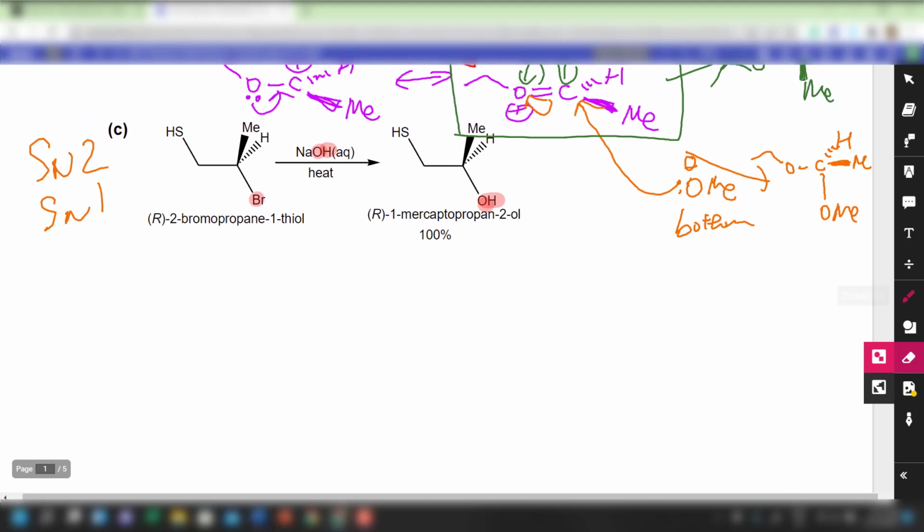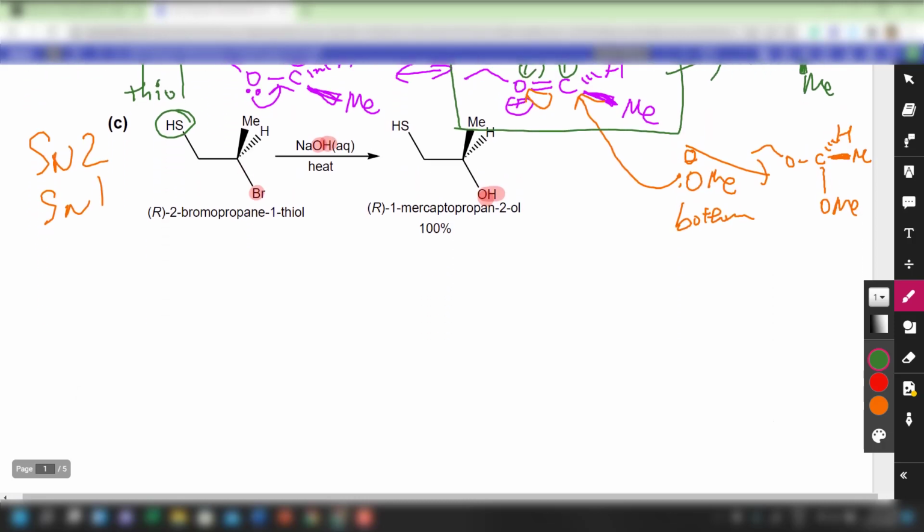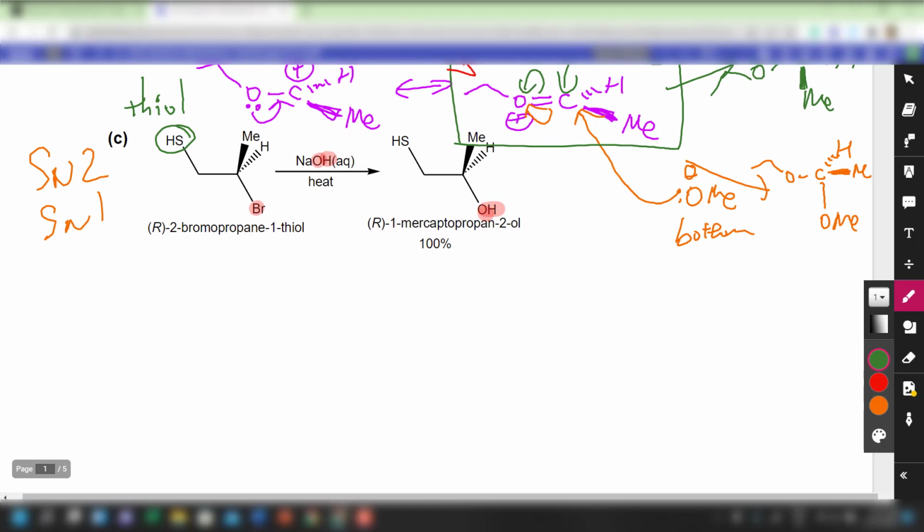Then you also notice that I have a unique group here, which is a thiol. If you go check up on your thiol, you'll notice that the thiol group is pretty acidic. So in this case, if I have an OH minus, the first thing that could probably happen to my thiol group is that it will be deprotonated. So I'm going to just draw it in first.